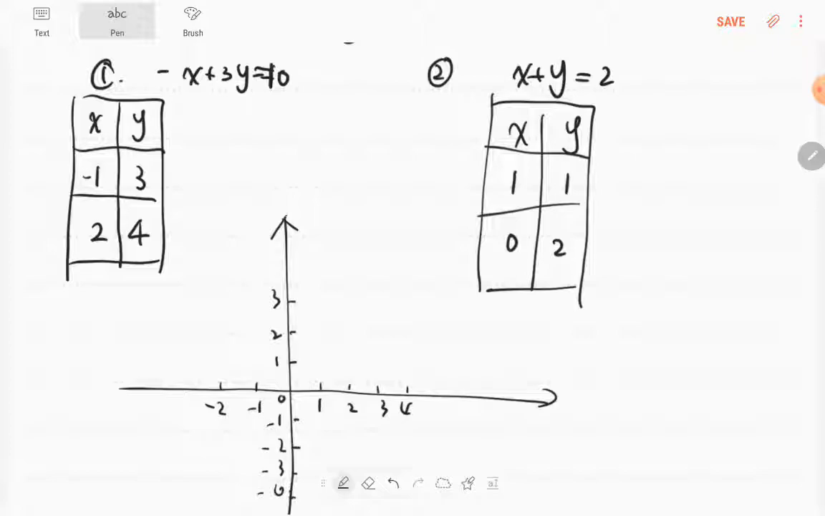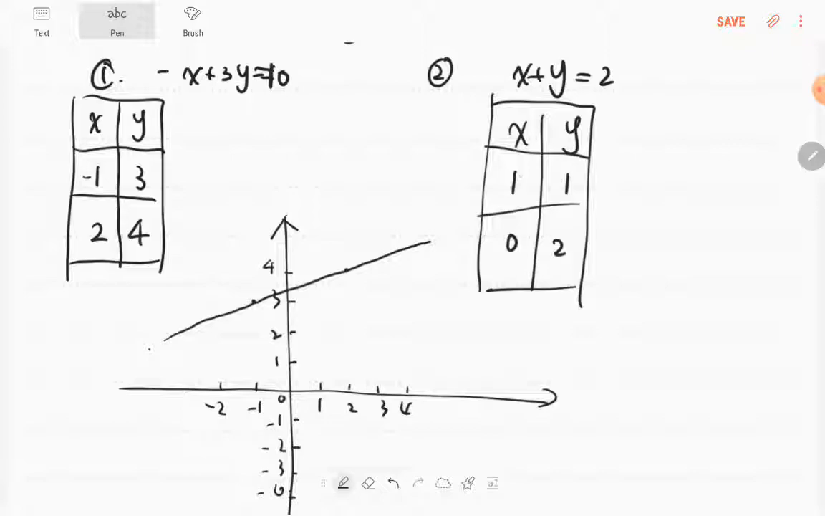So for the first equation we have -1, 3. So -1, 3 will be like this way. And 2, 4. I have 4 here, 2, 4. We'll write it around here. So maybe we can draw this straight line like this. Okay, we can draw the straight line like this. This is the first line.